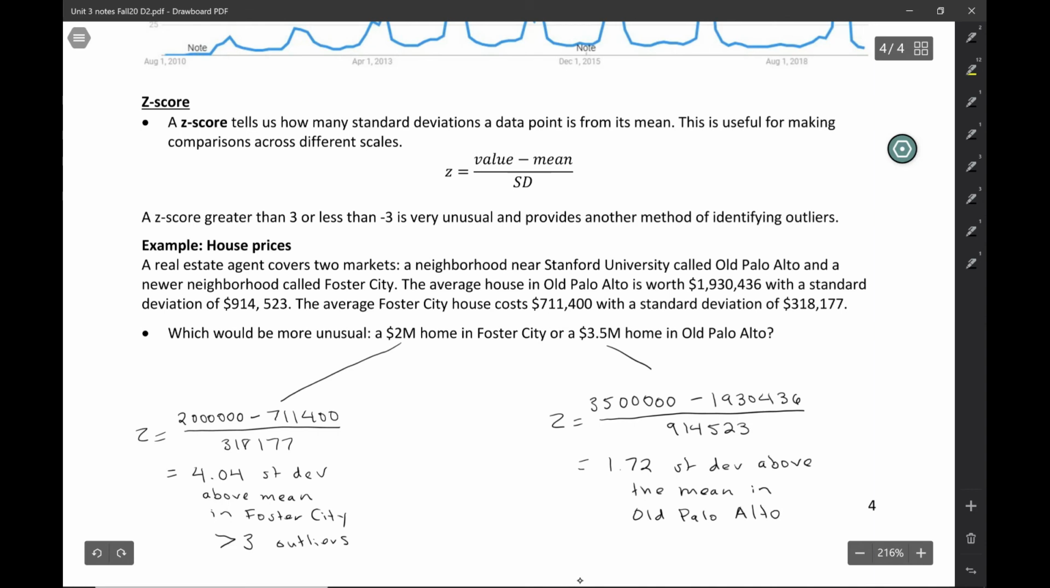So if the question is which is more unusual, this $2 million home in Foster City is actually more unusual than the $3.5 million home in Old Palo Alto. So z-scores are useful because they help give information about how a data point fits into its own distribution, how unusual it is relative to its own mean and standard deviation.